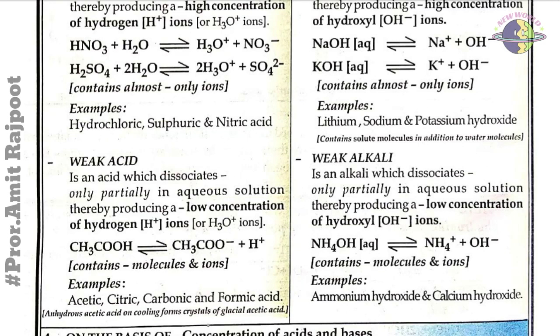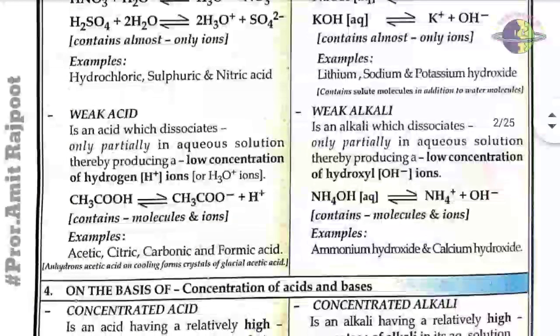See, when CH3COOH dissolves in water, it gives out CH3COO minus plus H plus. Whereas a weak alkali, when dissolved in water, gives a low concentration of hydroxyl ions. So NH4OH, when it dissolves in water, breaks and gives NH4 plus and OH minus ions. So these were the differences between strong acid and weak acid.